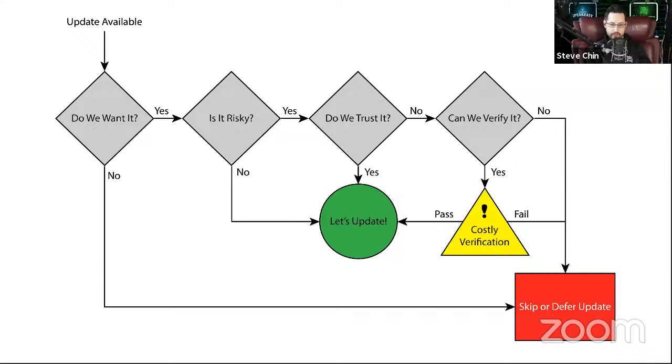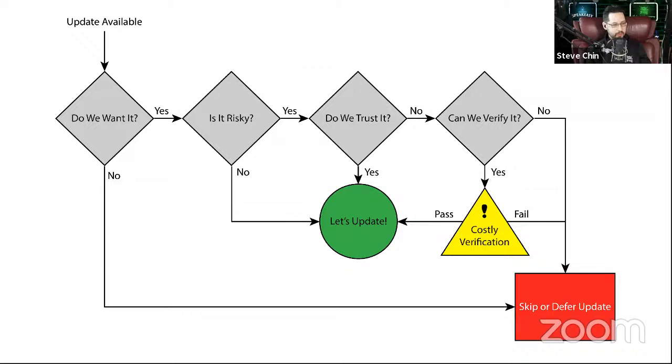Of course, if you trust the vendor, you'll update it. If you don't, can you verify it? Verification, especially for software dependencies, is a very costly and laborious process where you might be running either automated or manual tests to re-verify functionality. And obviously, if you pass the verification, you'll update, but then failing verification or not trusting or any of these other conditions can easily lead to skipping or deferring an update.